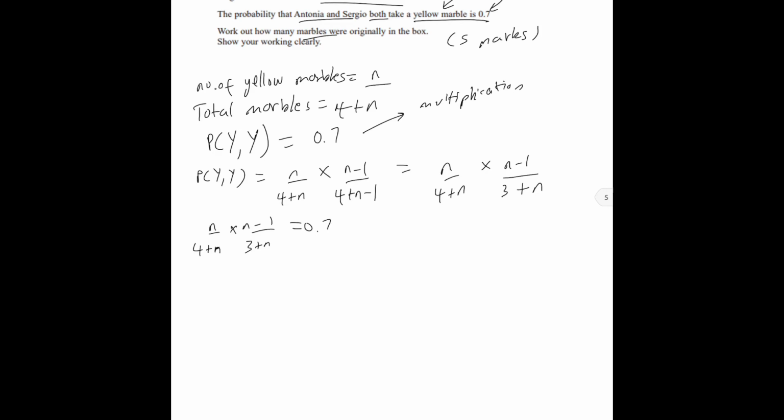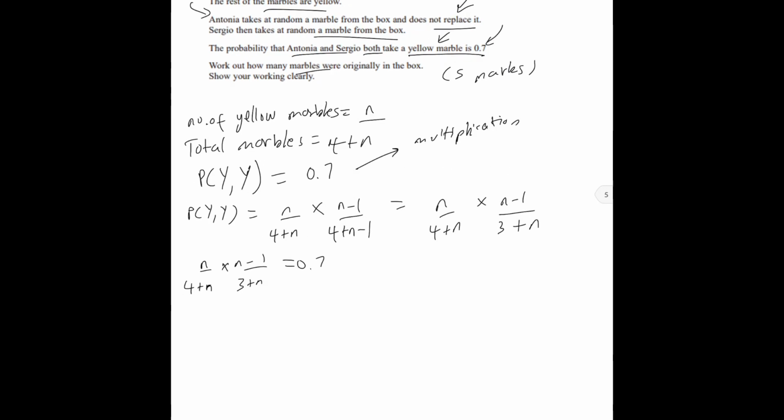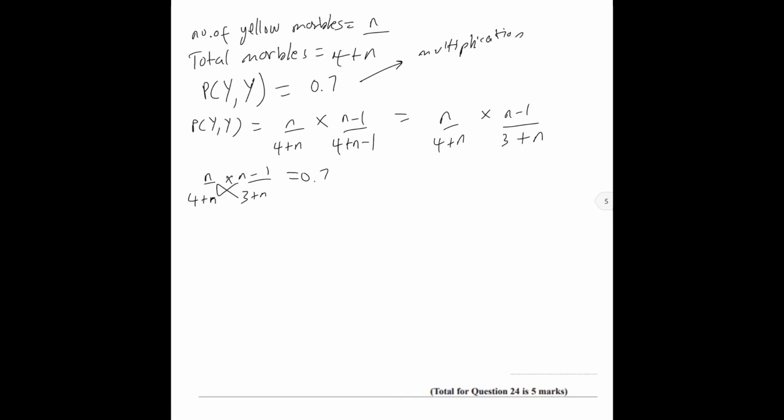The reason is because they've clearly given it to you in the question that the probability that both of them take a yellow marble is 0.7. Now this is again cross multiplication. So once you do cross multiplication, you should be getting your answer by simplifying everything. Try to simplify as much as possible.